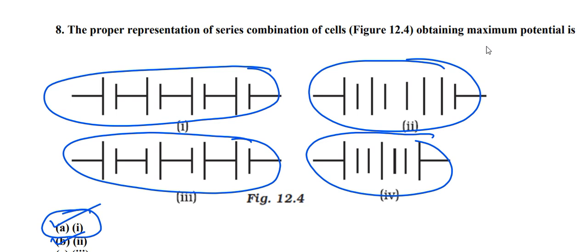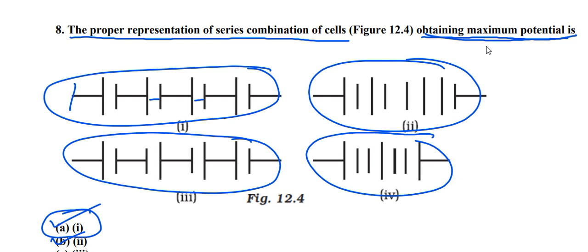Let's see what is written in the question. The proper representation of a series combination of cells obtaining maximum potential. When you get the maximum potential, you see here it is connected, connected, connected, right? So first it is a positive, then a negative, then positive, negative and positive, negative and positive, negative and positive, negative and positive, right?